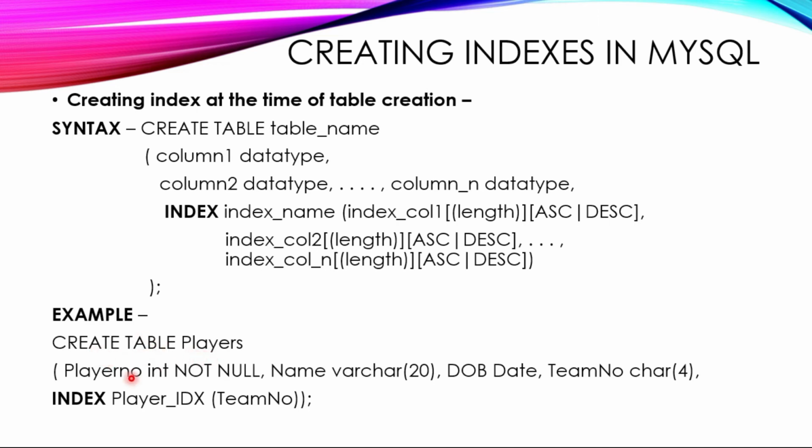Example, we can see here, I have created one table. Create table players. There are 4 columns: player number, name, date of birth and team number. Now if I want to create index, I am not going to end my table over here. I am going to give a comma, the keyword index and the name of the index. This is the name of my index, that is player underscore IDX. Then in brackets I am going to give the name of the column which I want to use as index. So the name of the column is team number. So in brackets here, team number. So this is how you create index in MySQL.